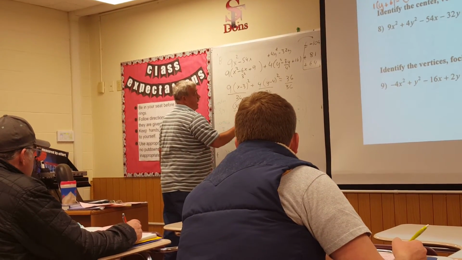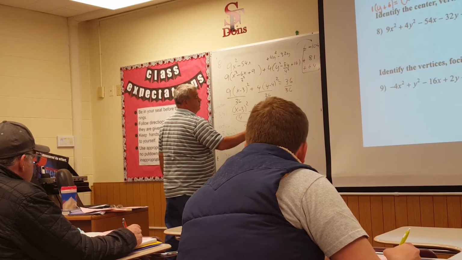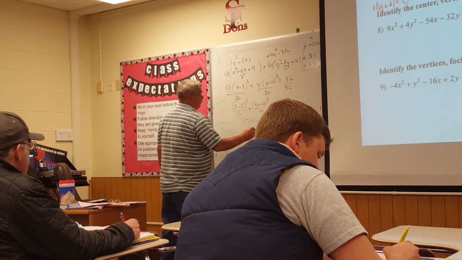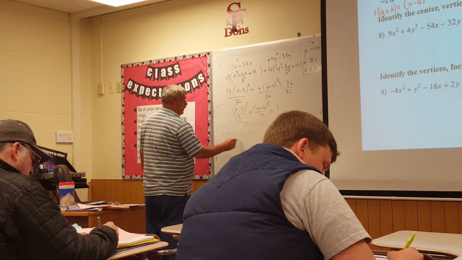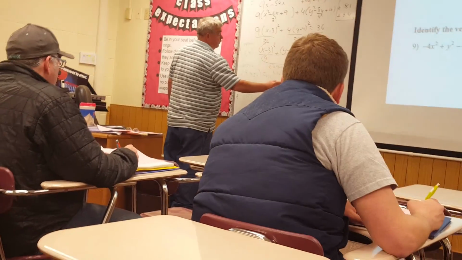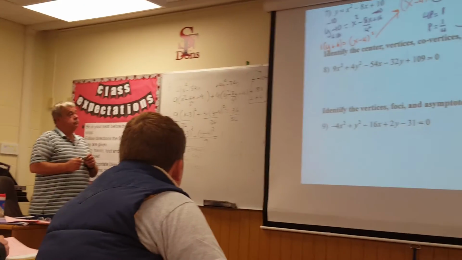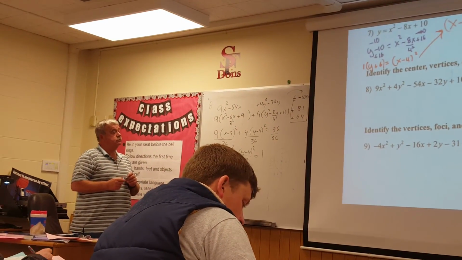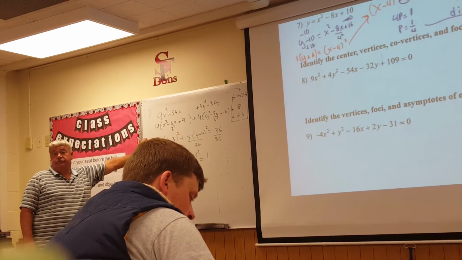And when I subtract those two, c squared is 9 minus 4, which is 5. So c is the square root of 5. And the foci would look just like this. So it's 3, 4 plus or minus the square root of 5. Okay, you got to do that on the test.